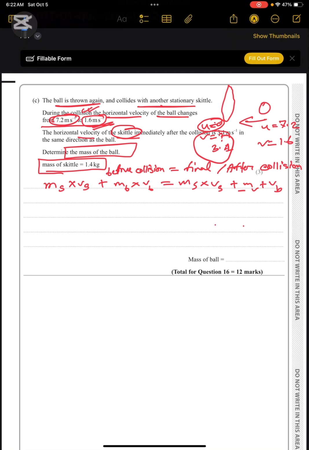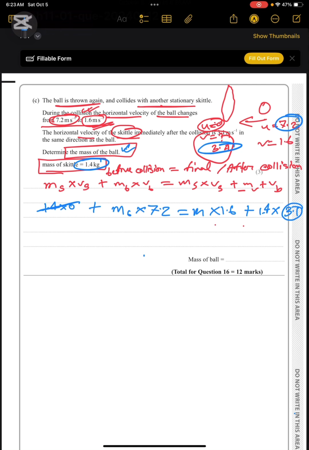we know the mass of the skittle, but the initial velocity of the skittle was 0. So the mass of the skittle is 1.4 times 0, which becomes 0, plus the mass of the ball. Mass of the ball we don't know. We have been asked to find the mass of the ball. We will write it, and the initial velocity of the ball was 7.2, is equal to mass times 1.6 plus 1.4 times 3.1.